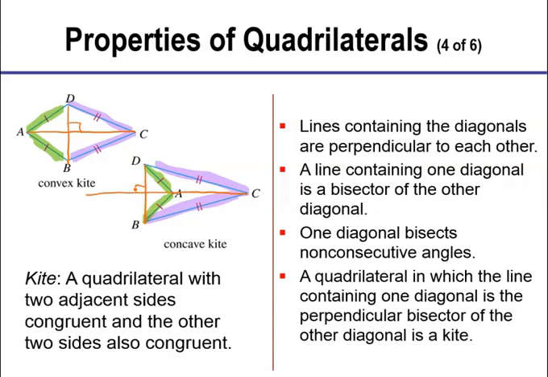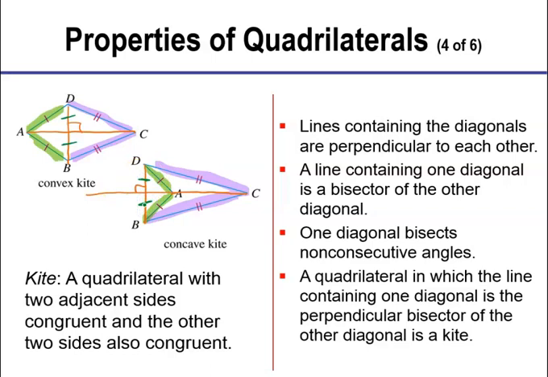Okay, a line containing one diagonal is a bisector of the other diagonal. Now, can you see which one is the bisector in our higher one here? It's certainly not this long one, right? Because to the right is longer than to the left, but we could argue probably that this length is the same as that length. That's what bisect means, right? And definitely not this line here, but this length is the same as this length over here, okay?